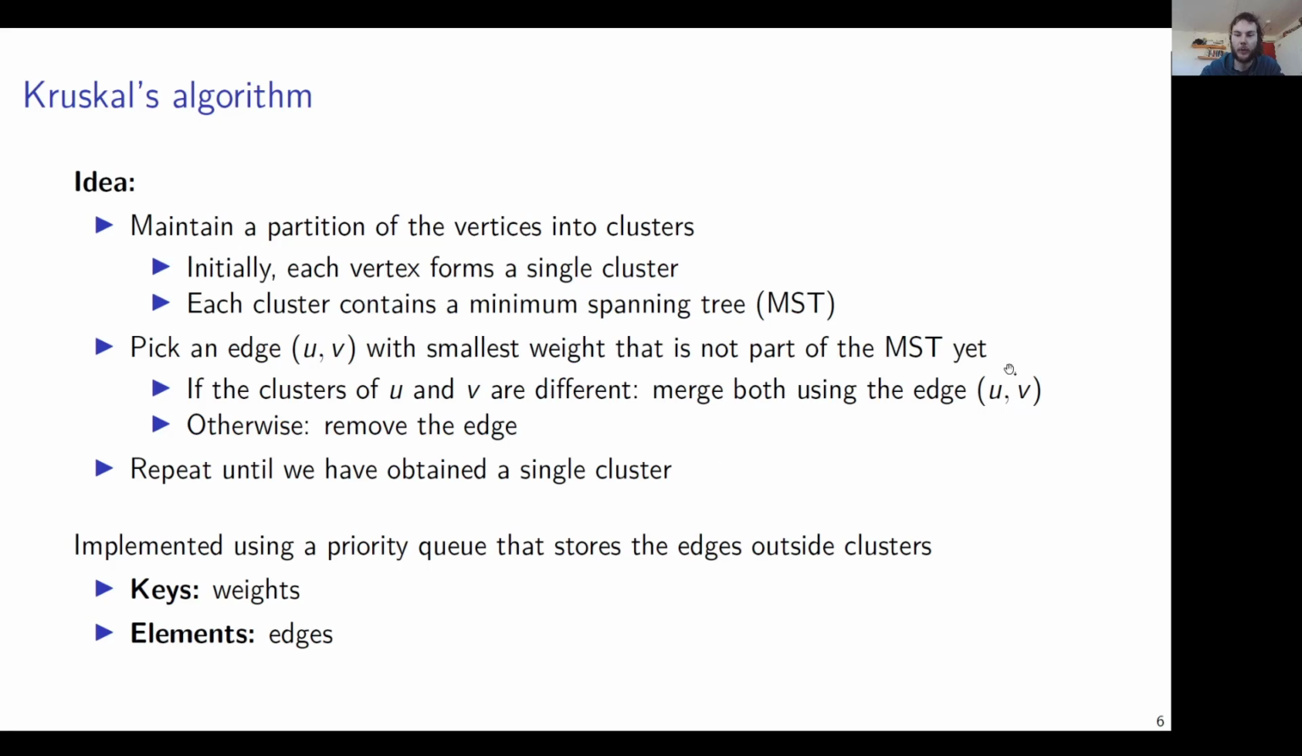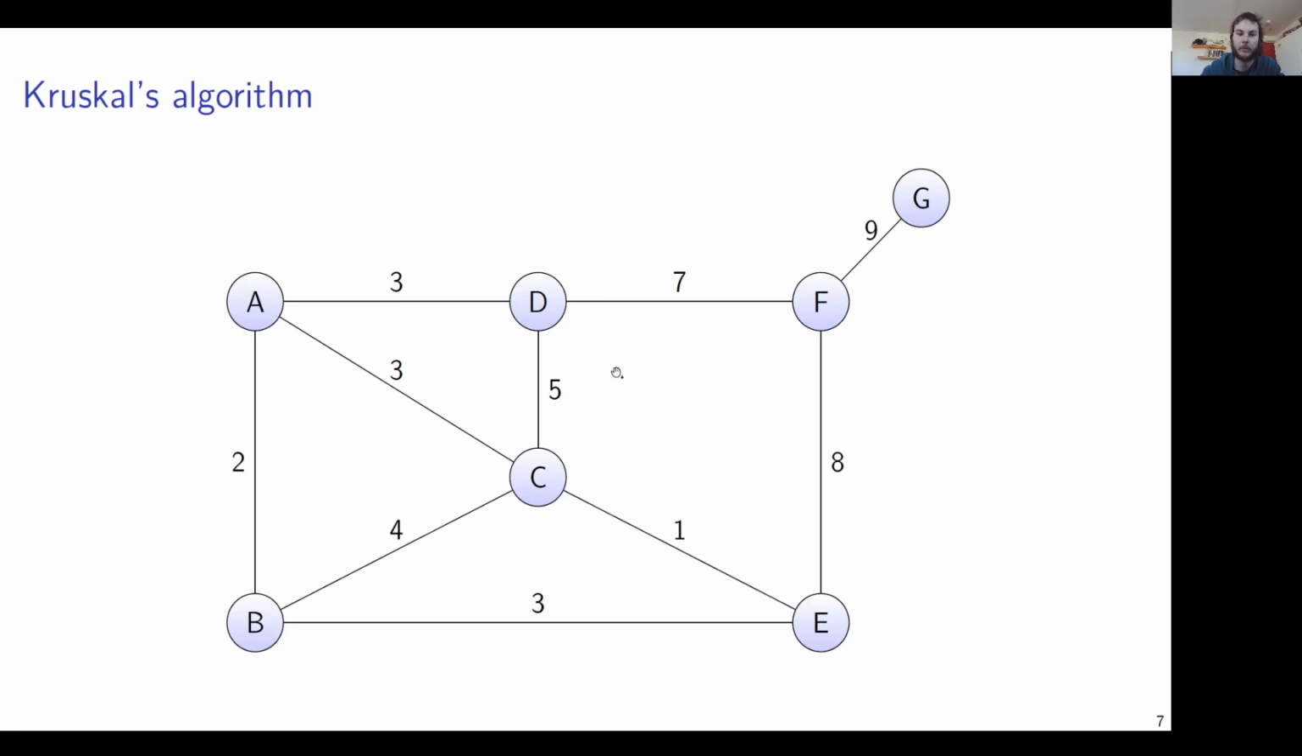So again, for those weights, we're going to use a priority queue to constantly find the smallest weight. So let's look at the same graph again. Initially, all vertices are their own cluster. And we're now going to find the minimum edge. So that's this one edge. And we're going to join those two clusters.